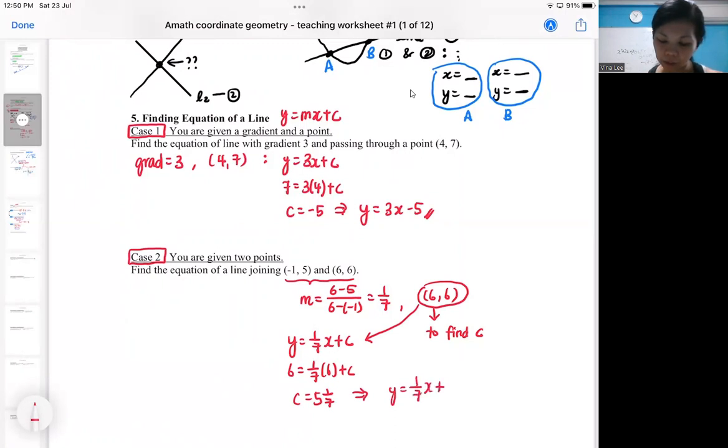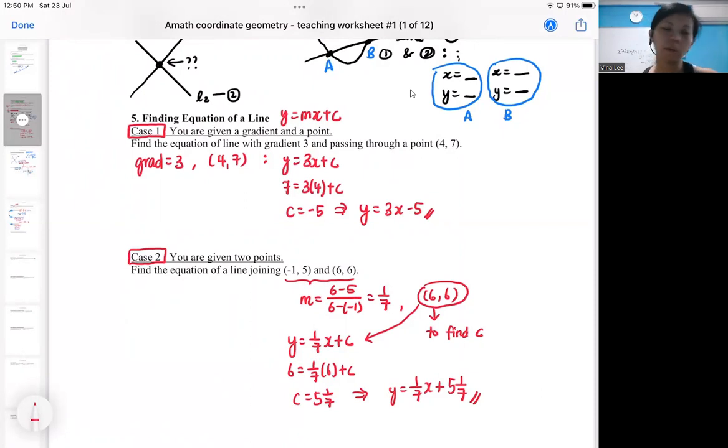So the same thing will still happen in your A-math. Whenever you are supposed to find the equation of a straight line, you got to ask yourself, will you have the gradient? Will you be able to find the gradient? Okay, or will you have some properties that help you to come up with the gradient? Okay, so that brings us to the gradient part.